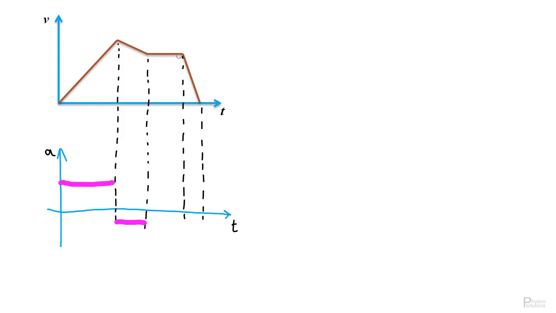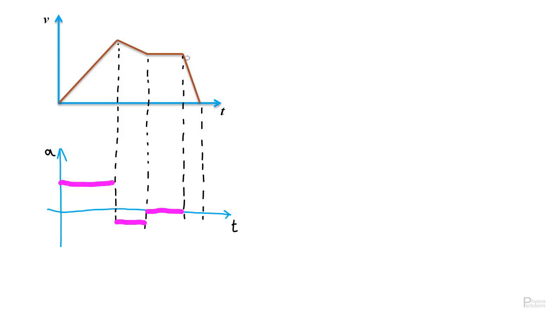We have a completely horizontal line, so the object is moving with constant speed. That means 0 acceleration. The fact that it's a straight line again tells us that this is a constant acceleration, so it will not change with time. Finally, we have a very steep decrease in velocity, in fact, all the way down to 0.